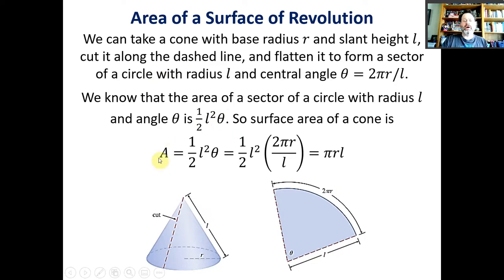So what we do is we just plug all of this stuff that we've already computed into the formula. The area is 1/2 L squared theta, but we know theta is 2 pi r over L, and everything simplifies. You just get pi r L, which is pretty interesting. The area here has nothing to do with theta. It's just a function of r and L, which is what we want. When we're talking about cones, you don't see theta until you cut it and press it open. So we've managed to get theta out of the equation, which makes everything we're going to do so much easier.